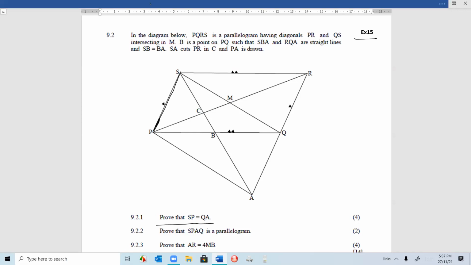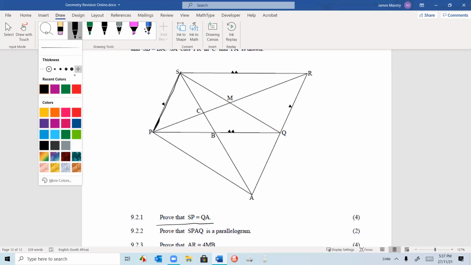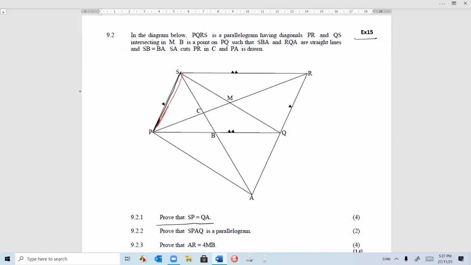Let me just change that color. So basically, I want to prove that SP is equal to AQ. I'm actually just going to complete that quad. Okay, so that's what I want to prove. It's a 4-mark question, which means I need to do some work. So let's go to the top and read. PQRS is a parallelogram. So immediately we know that side is equal to that, and we know the lines are parallel. It's marked for us.